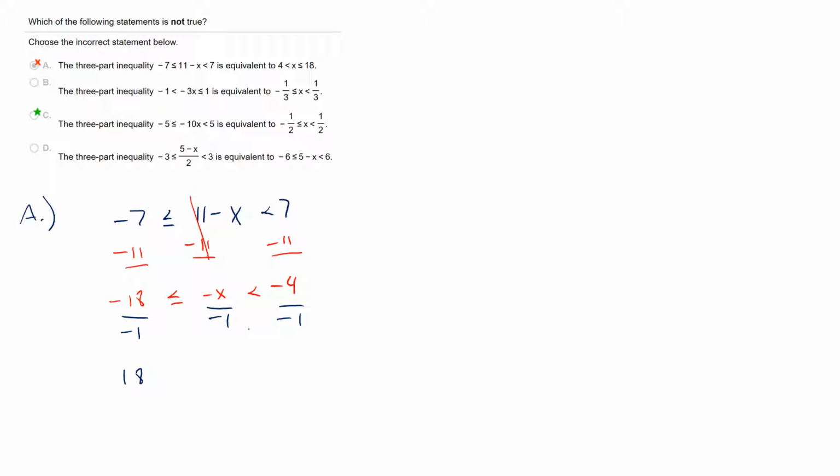Since I'm dividing by a negative number, we flip the inequality sign. So both of the inequality signs flip since we're dividing by a negative number. And finally, we could flip the whole compound inequality around just to have the smaller number on the left. And so this would be the solution to part A.